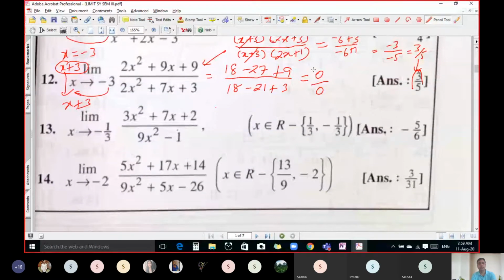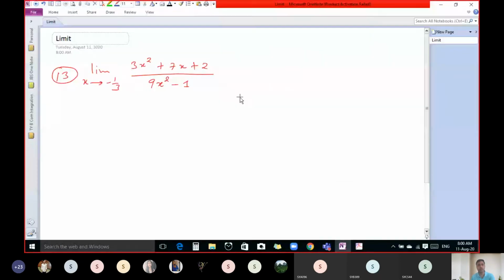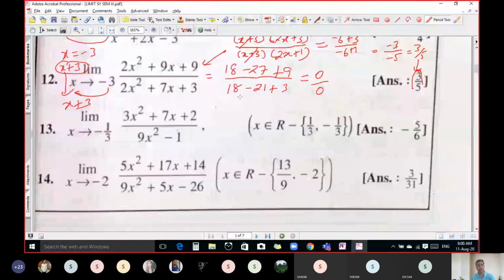See, we know the method to solve the question. First of all, we have to put the value into the function, and then we have to check whether we have 0 by 0 or not. If we have 0 by 0, then we have to continue, means we have to factorize. And if we have some other value except 0 by 0, then we get the answer. So let us start with question number 13.